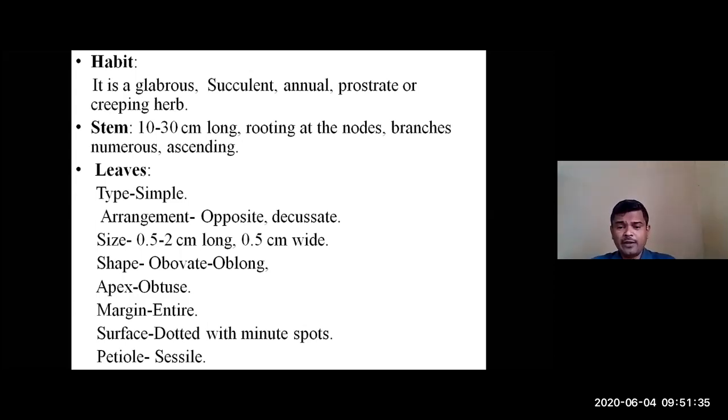The margin is entire, and the upper surface is dotted with minute spots. That also I have shown in the leaf. The petiole is sessile, meaning absence of the petiole, so the lamina originates directly from the branches. So this is about the morphology of the leaf.